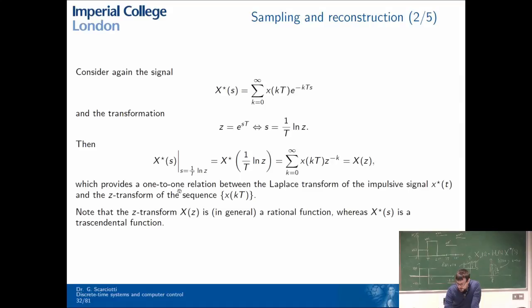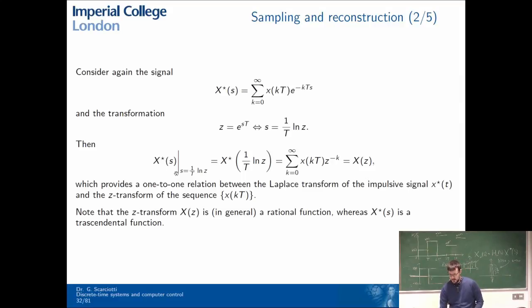What does one-to-one relation mean? It means that given one of the two, for instance X star of S, then X of Z can be determined in a unique way. So for a specific X star, there exists only a unique X of Z, and vice versa. It means that we can use one or the other without paying too much attention to it, because they are basically a different way to describe the same object. So X star of S can be replaced in our mathematical description, when we want to go in the Z domain, with X of Z.